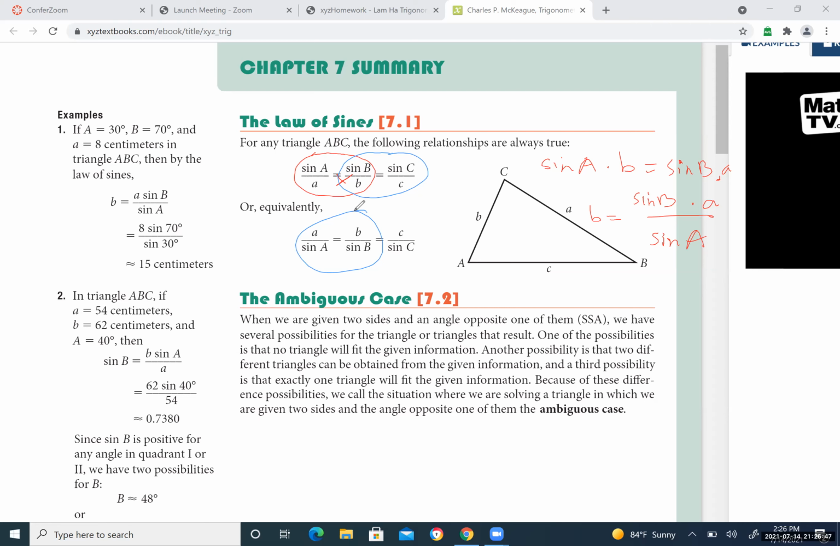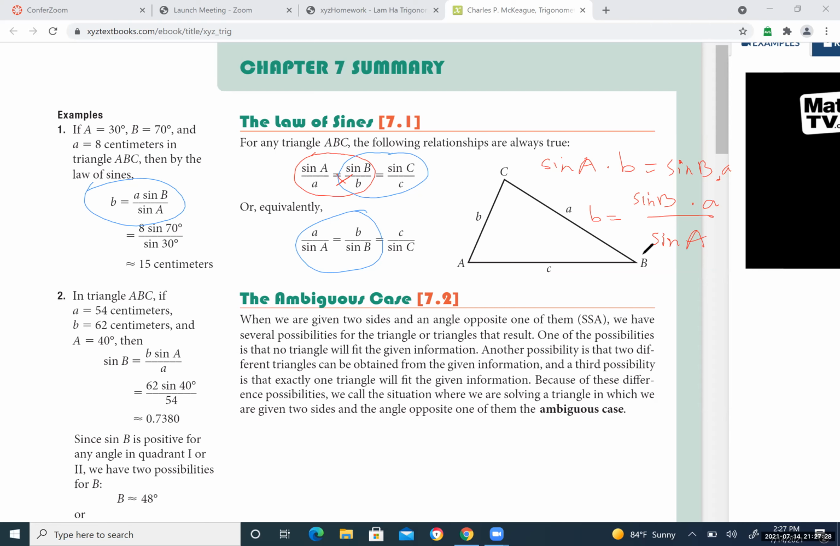So the example on the left, they give us angle A is 30, angle B is 70, and small side a is 8 centimeters in a triangle ABC. It doesn't have to be right. Then by the law of sines, you apply it, and you're going to have this formula, like I just figured out, right? And then you plug in all the values, and then you get the answer. Remember, when they're asking for the side, remember to provide the unit if they have units at first.